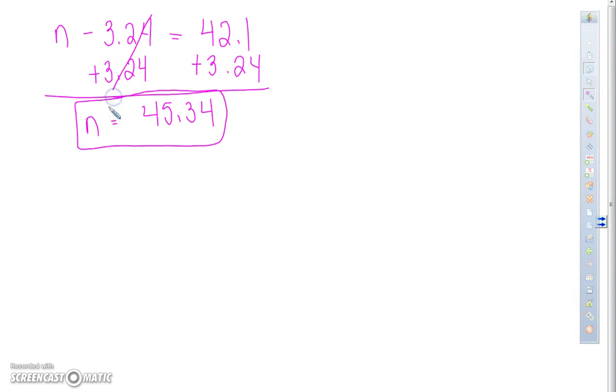Now, solving equations, it's easy to check your answer. Plug it back in. Plug 45.34 in for n minus 3.24. Now, that's not something you have to write down. Type in your calculator 45.34 minus 3.24 and see if you get 42.1, and you do. So we know that our answer is correct. So that was very, very basic, back to the very first couple lessons of Algebra 1. So now let's get a little bit more into problems that we ended Algebra 1 with, and you're going to start Algebra 2 with.